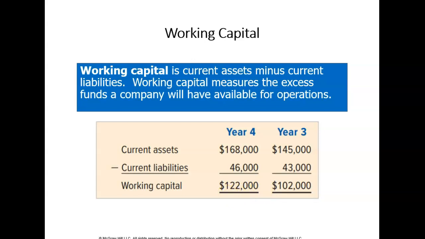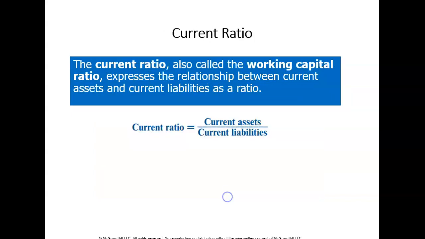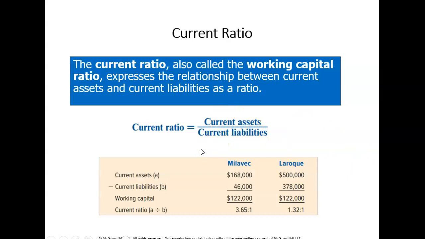Okay, but what does that mean? I'm glad you asked that question. It's saying that this company is liquid. They do have the ability to take care of their short-term obligations as those obligations are becoming due. Now, we'll take that same information and put it in a ratio format known as the current ratio. So write this down. The current ratio is current assets divided by current liabilities. Again, current assets divided by current liabilities.